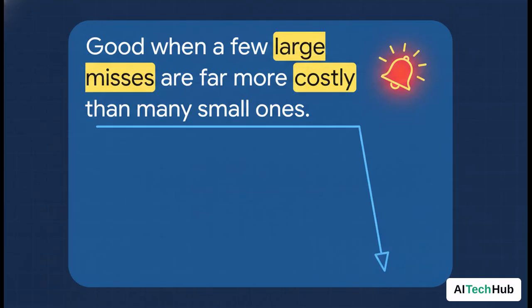And that makes RMSE totally perfect for situations where a few huge misses are far more dangerous to your business than a bunch of tiny incremental ones. If a single outlier mistake could entirely blow your budget or sink a project, RMSE acts as your built-in alarm bell. It's going to ring loud and clear to warn you about those potential catastrophic failures.